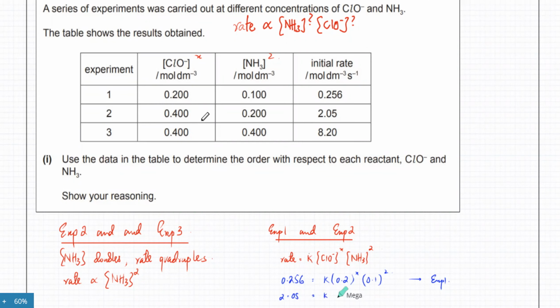ClO minus 1 concentration is 0.4, and that's power X. And the other one is 0.2, and that is squared. So this is my experiment number 2 values that I've substituted.